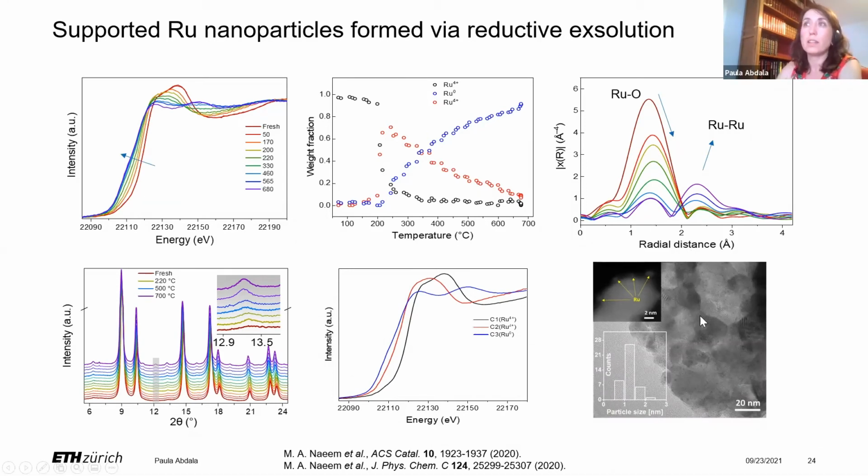And this is the TEM image of the final material, where you can see small nanoparticles of the order of 1 or 2 nanometers dispersed on this ruthenium samarium support. I don't have time to show you the catalytic results, but these materials turn out to be highly stable under even 100 hours on time on stream.